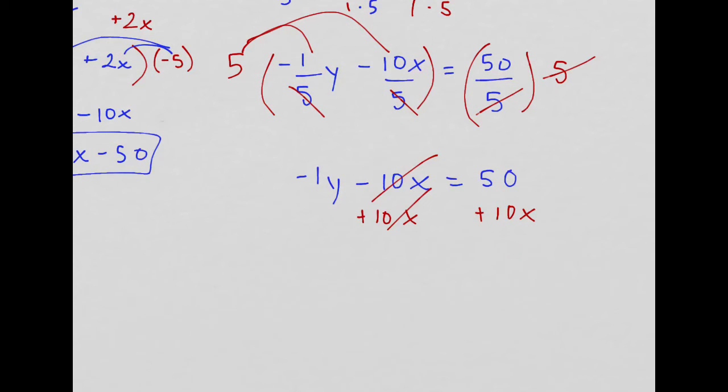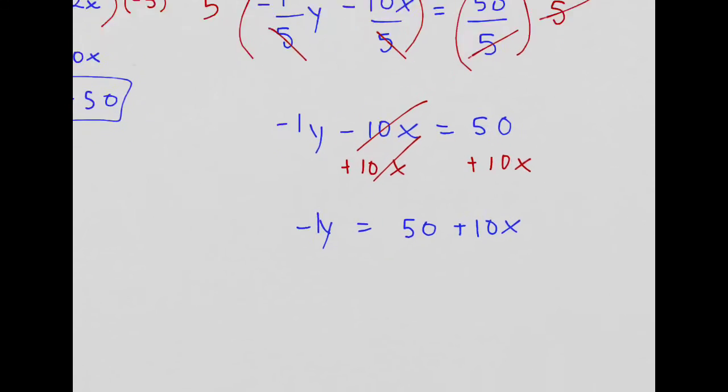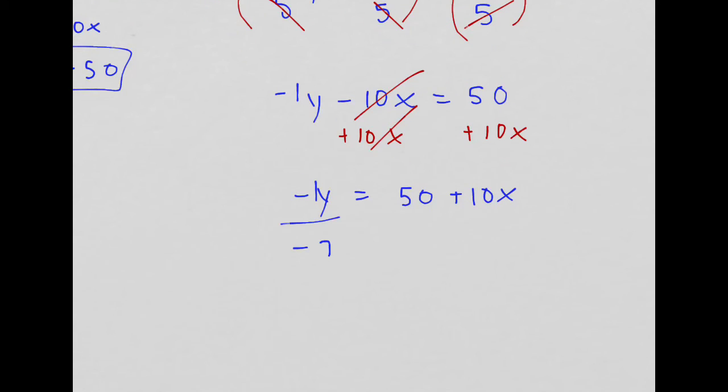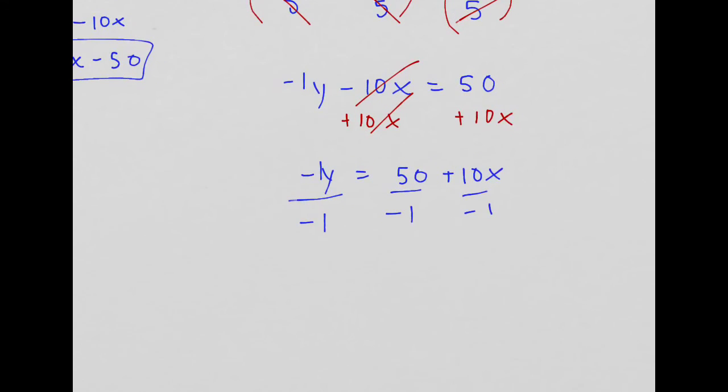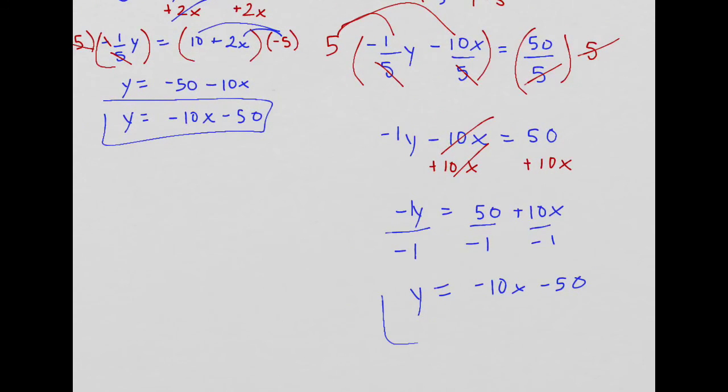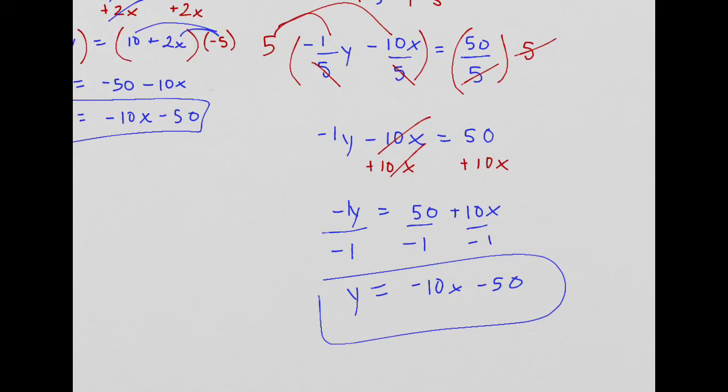And then I can add the 10x over, plus the 10x. It goes away. And negative 1y equals 50 plus the 10x. And then I divide by negative 1. Negative 1, negative 1. That just changes the sign. Y equals negative 10x minus 50. Is that the same thing? It is. Or you could do it over 1 and then the whole thing.